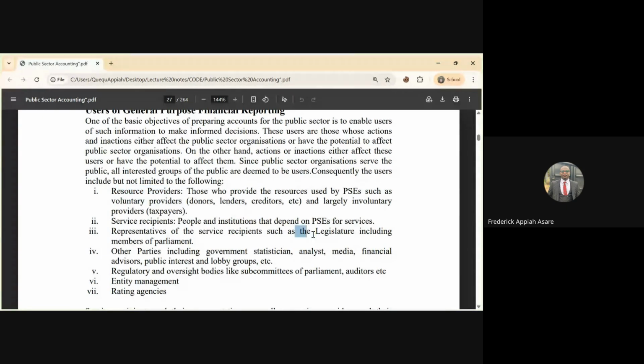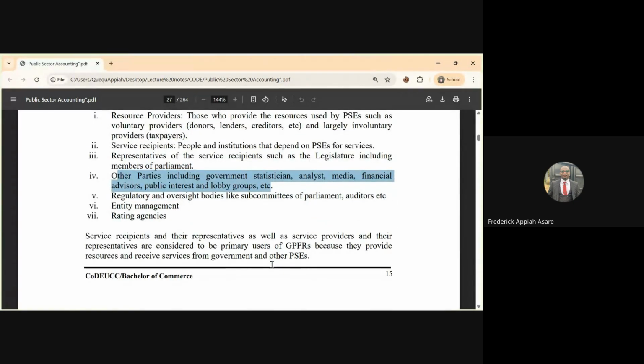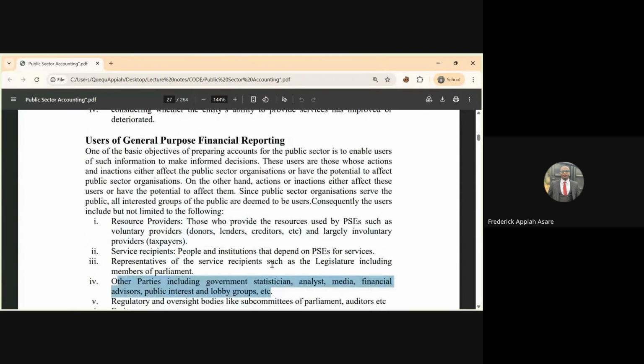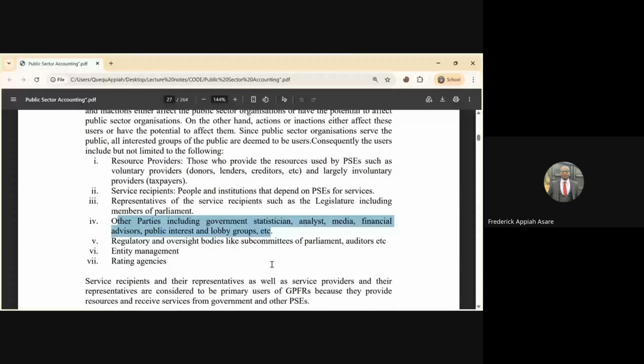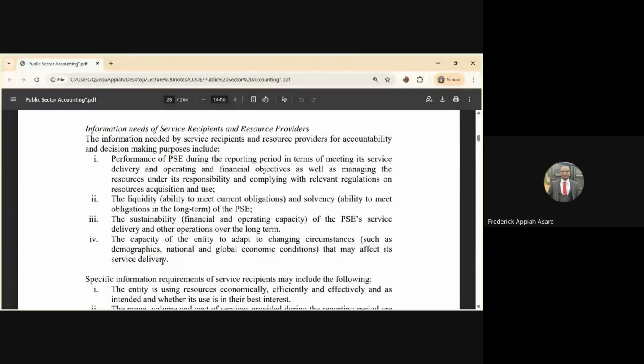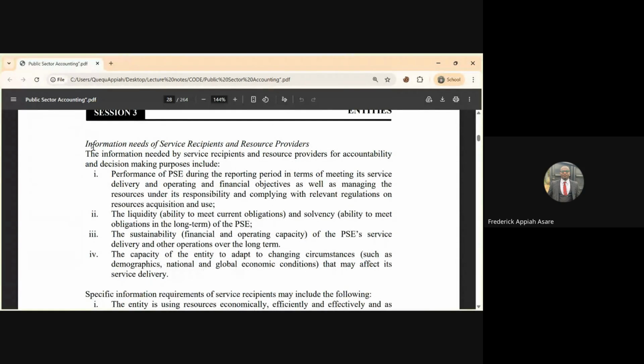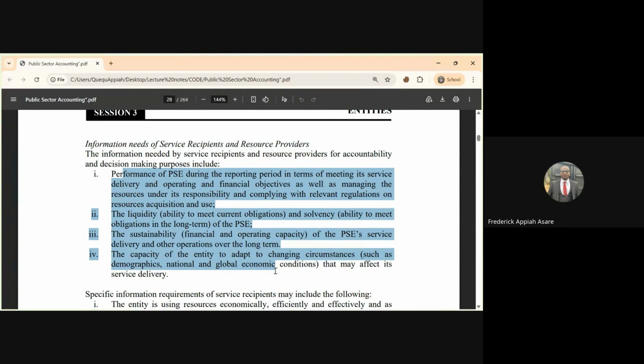Representatives of service recipients, such as the legislature, including members of parliament, since parliaments are responsible for decision making in those tasks, are also interested in using the reports provided by the public sector. Then other parties, including government, statisticians and analysts, also want to use the statements provided by the public sector. Then entity management, regulatory oversight, and the rating agencies. These are all responsible. So as I've already explained, the information needs of service recipients. When you read this, you will know the kind of information that they need.